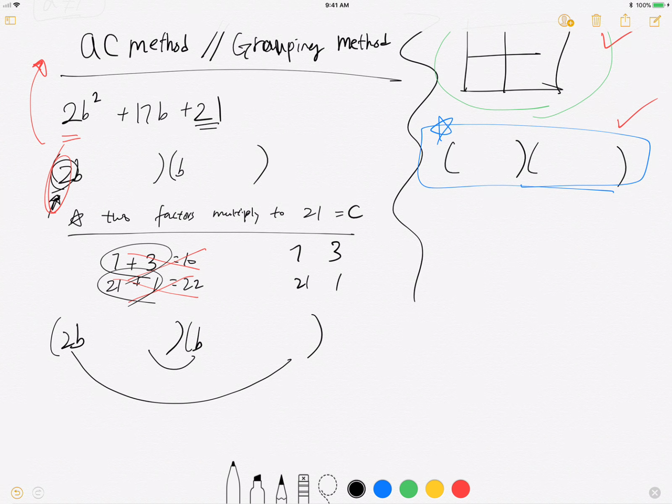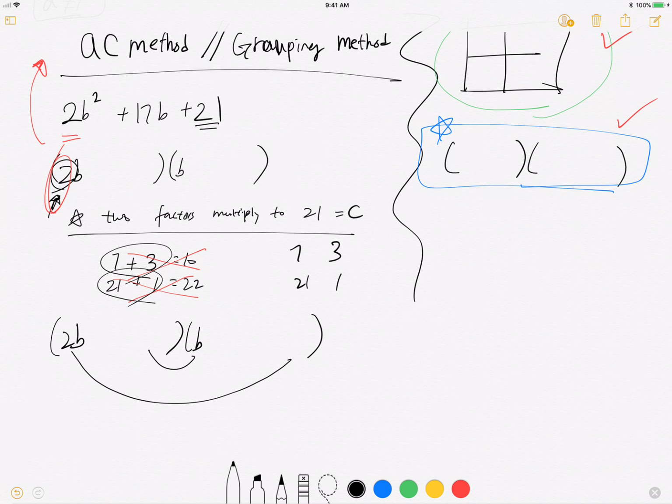So what comes after that is 2b plus 3. Between these two, yes, you can factor out a 7. So you can get 2b plus 6. Now here's the issue. This parentheses and this parentheses, after you do your AC method, they must be the same. Otherwise, when you get to this stage, you're stuck and you can't really do anything.